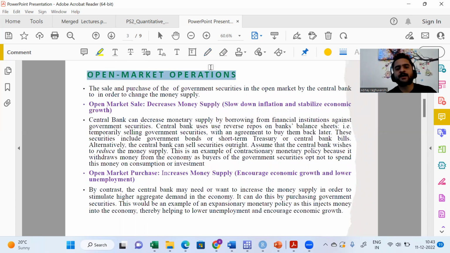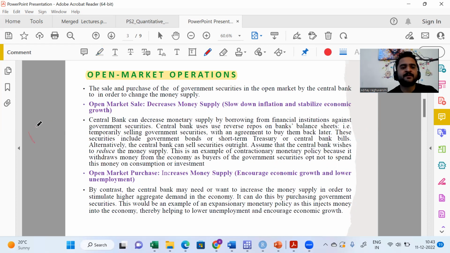These open market operations are conducted by the central bank, so it can involve itself in two types of operation. One is the open market sale of government securities, and another is the open market purchase of government securities. Basically, we need to understand how selling and buying government securities by the central bank can have an impact on the money supply.